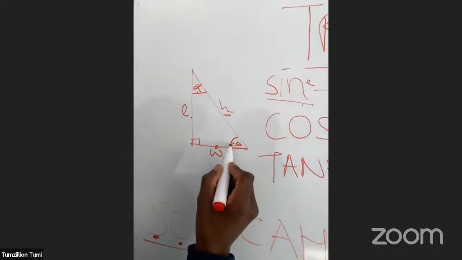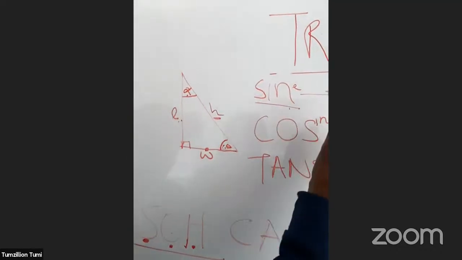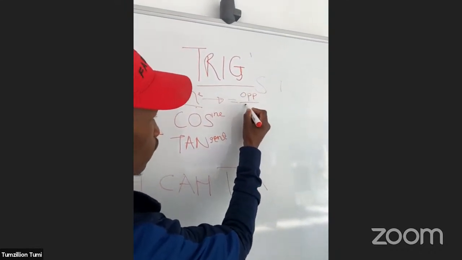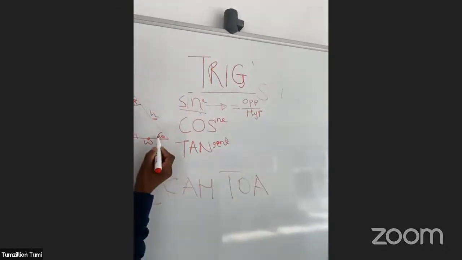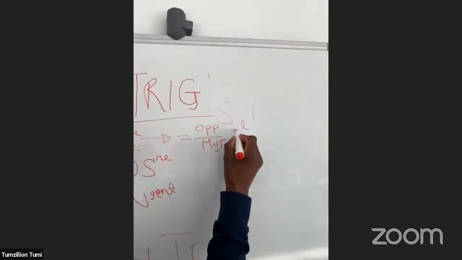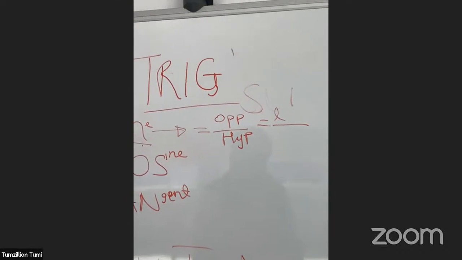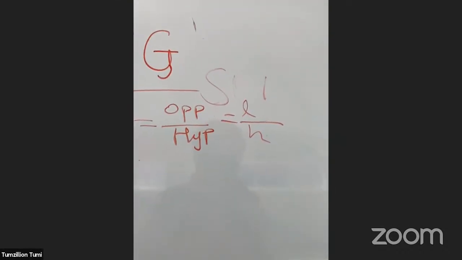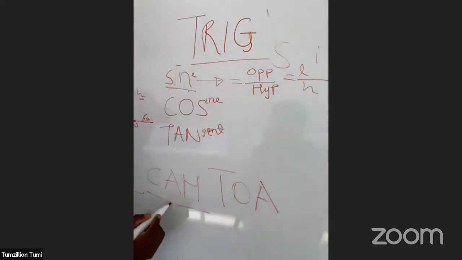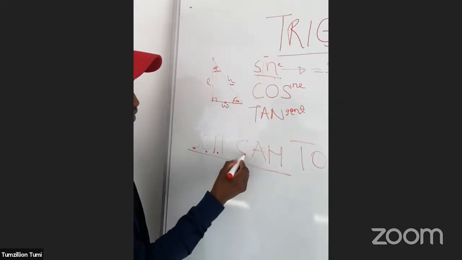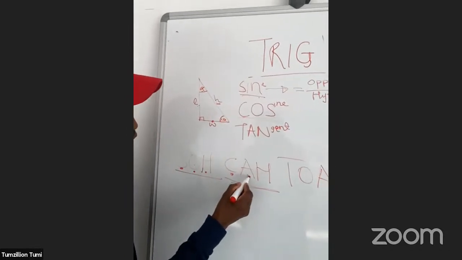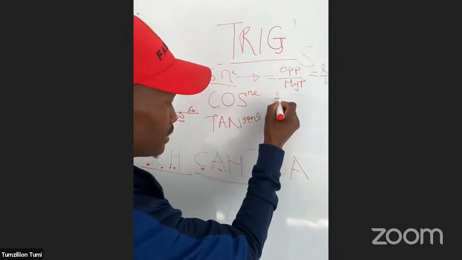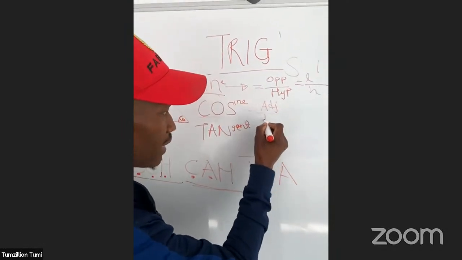Okay, so our sine of theta will be equal to opposite over hypotenuse. So what is our opposite here? It is L. What is our hypotenuse? It is H. So this is our sine of theta. Okay. Cosine of theta is CAH. The C stands for cos, the A stands for adjacent. What is our adjacent side? So cos is equal to the adjacent side all over the hypotenuse.